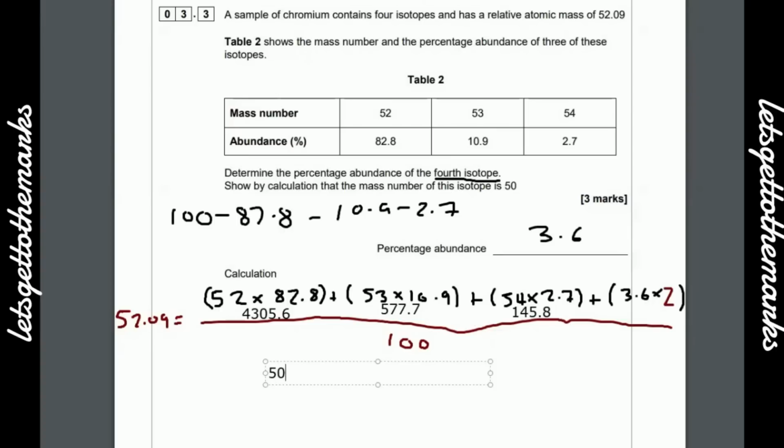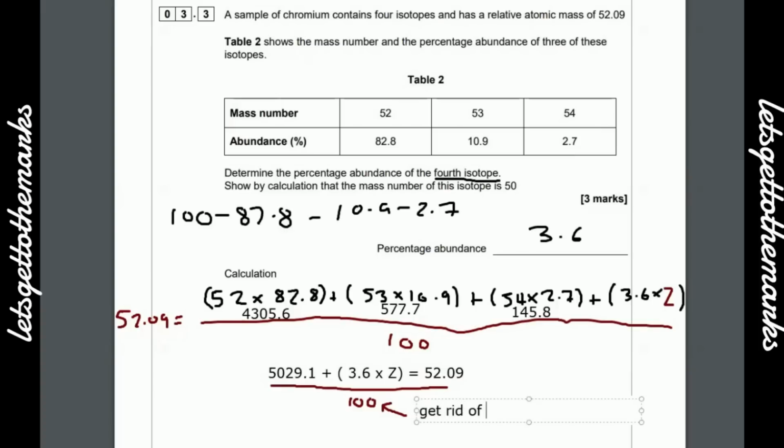So I can add that all together and write a more simplified, neater version, which will be 5,029.1 plus 3.6 times Z. And that is equal to 52.09 divided by 100 for the 5,029.1 and the 3.6 times Z. We're not dividing the 52.09 by 100.